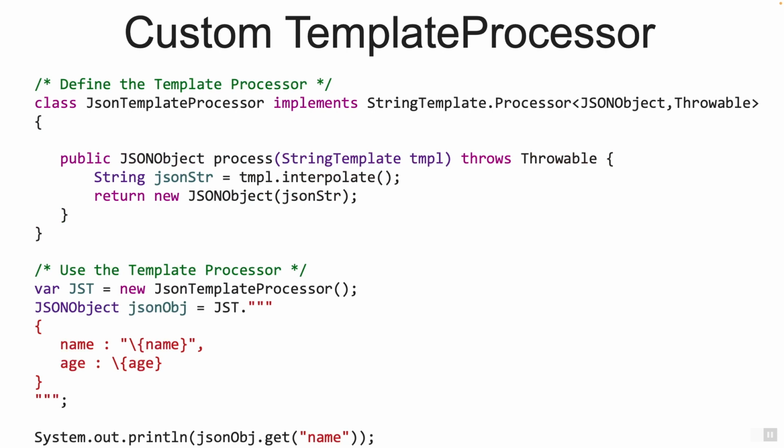Here's an example of a template processor which returns a JSON object from the string, and so the developers don't have to go through that extra step of conversion. You can see it implements the processor, but it implements the process method in such a way that it interpolates the string, and then it actually creates a JSON object and returns it. So because the process method returns a JSON object, the template expression would be a JSON object. If you look at the code which is actually using this processor, it is JSON dot the entire templated string. The output is the JSON object.